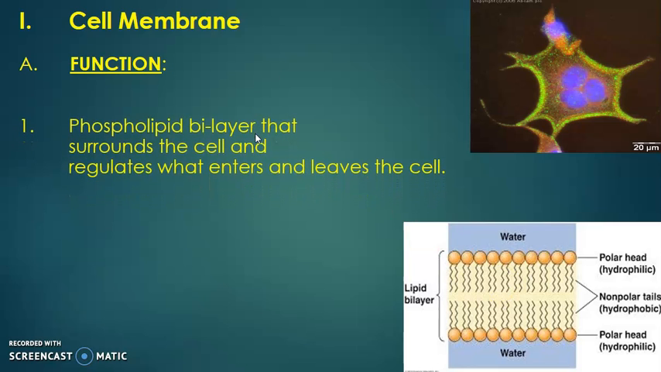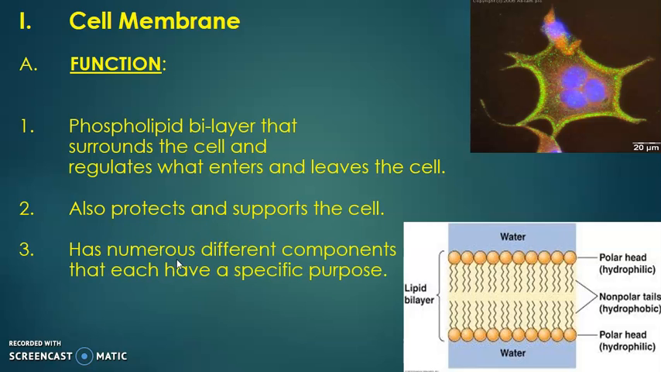So our function is, again, it's a phospholipid bilayer. So it's a very specific type of lipid, a phospholipid that surrounds the cell, and it ultimately is responsible for regulating and controlling what comes in and what leaves, as well as supporting it and giving it protection. So ultimately the cell membrane is the outer boundary of the cell. Every cell has to have a cell membrane. It protects it, supports it, but it is also the gateway that decides what can enter and leave the cell ultimately.